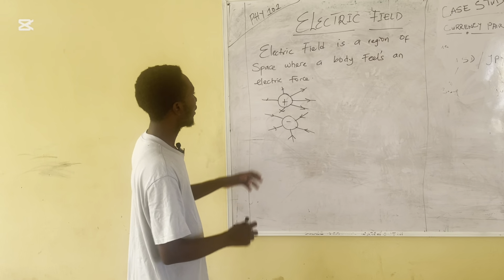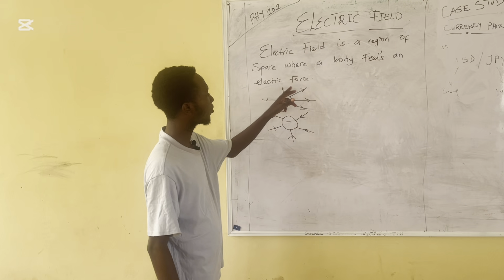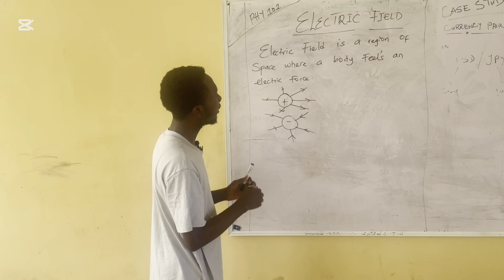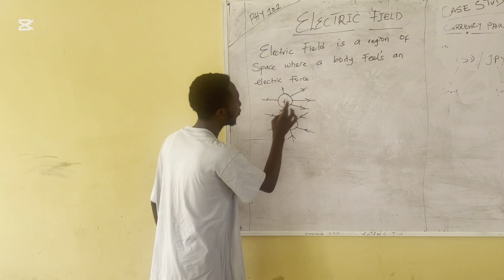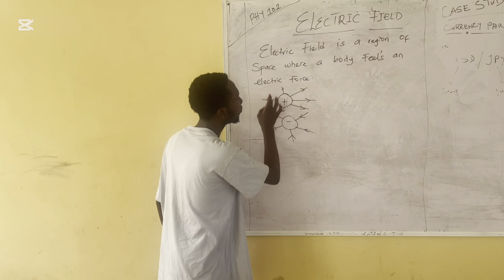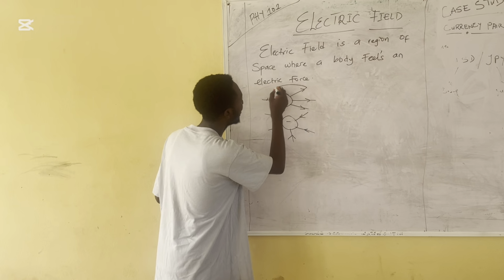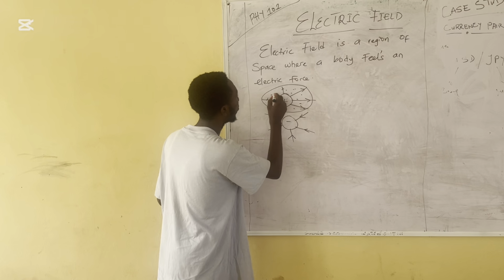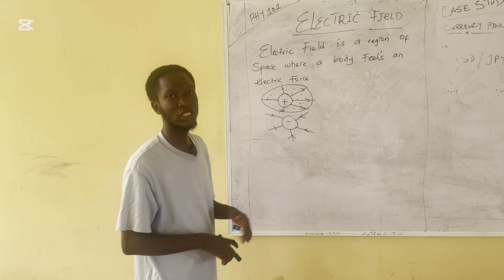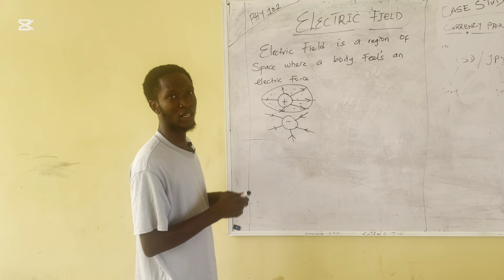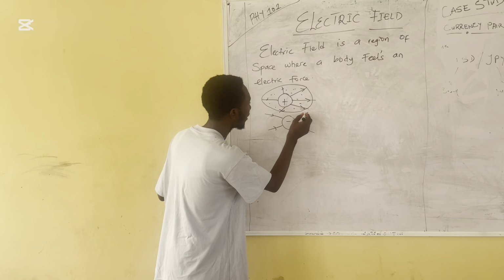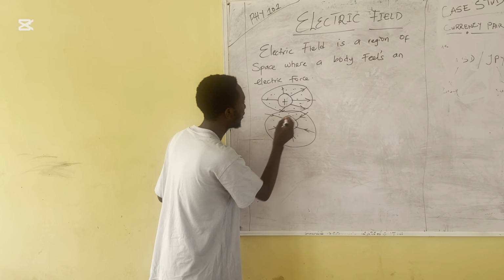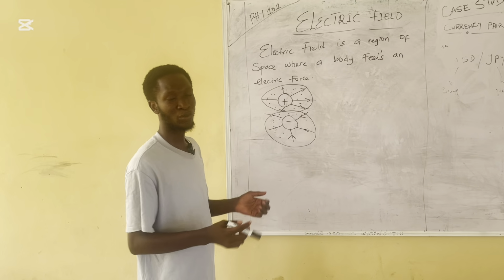Now, this line of force is a region of space. You get what I'm saying? If you put any body here, or if any object comes within this region of line of force, it will feel an electric force. This region of space is what we regard as electric field. So for the negative charge, what is the electric field? This region of space like this. This is the electric field. As simple as that. You don't need to cram this.